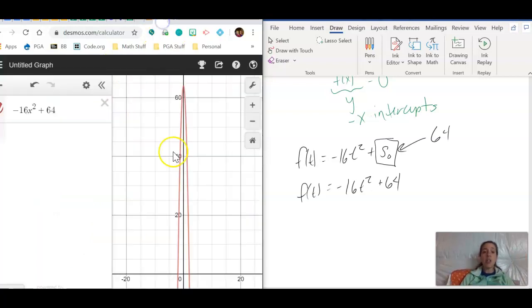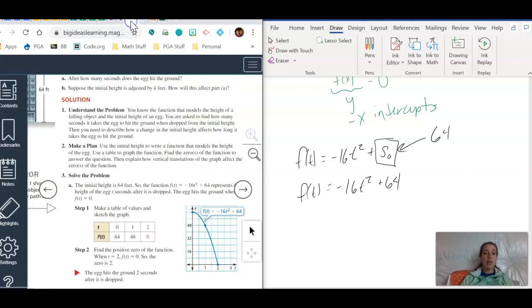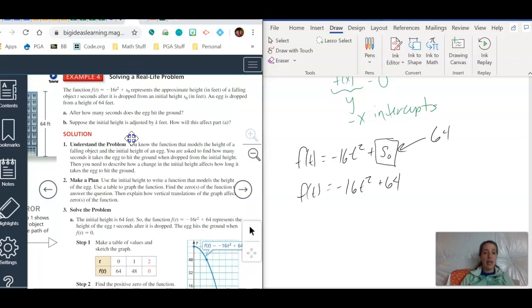So yes, even though your Desmos graph shows you the whole graph, we need to take our problem into context and say, nope, time is a positive thing. So we start at 0 and only deal with our positives. Okay, and so back to the question. After how many seconds does the egg hit the ground?